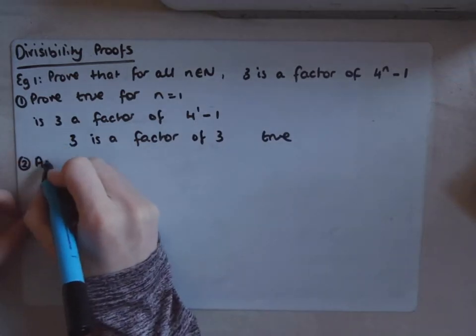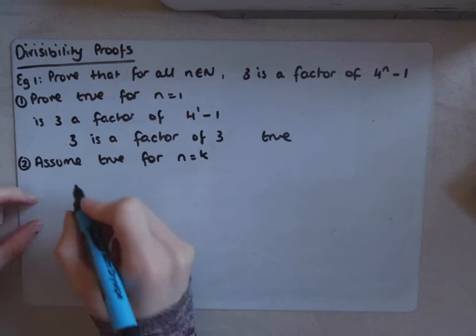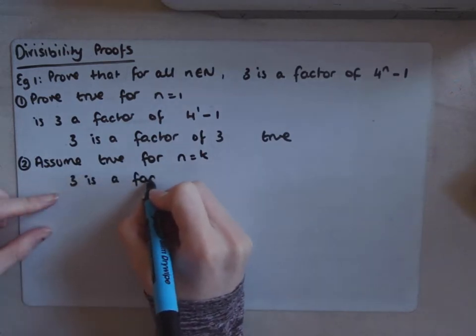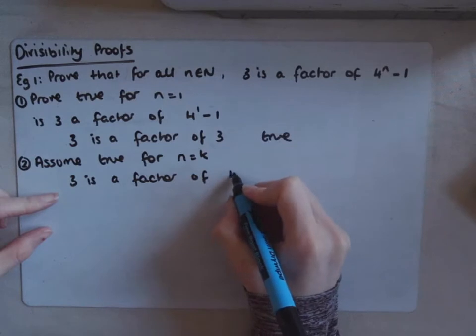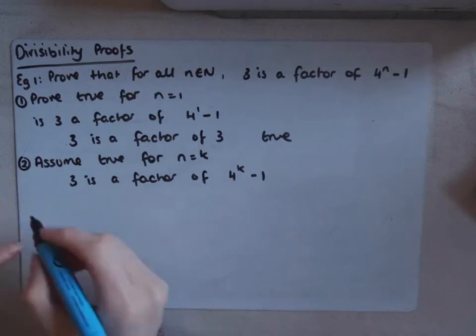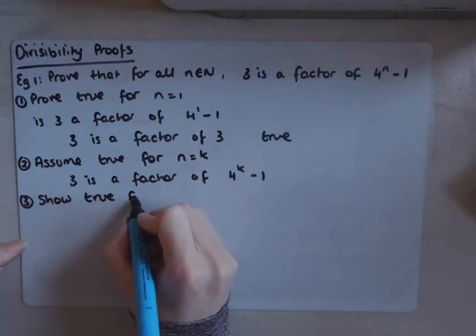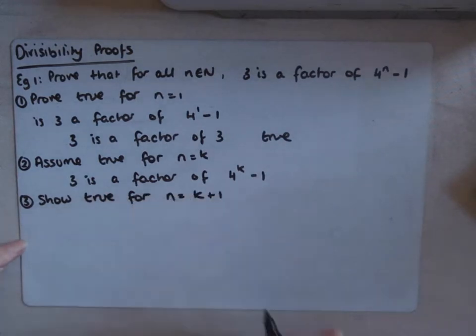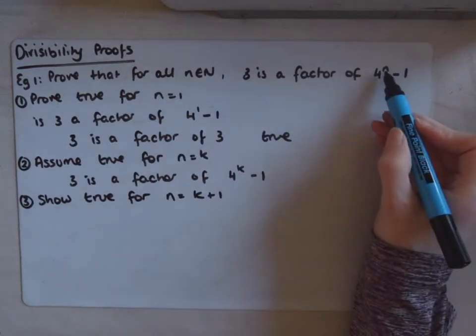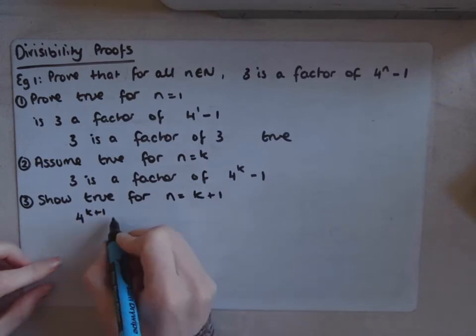Number 2: assume true for n is equal to k. 3 is a factor of 4 to the power of k minus 1. We're assuming that to be true. Now we need to show it true for n is equal to k plus 1. So anywhere you see n, you're replacing it with k plus 1. So you get 4 to the power of k plus 1 minus 1.